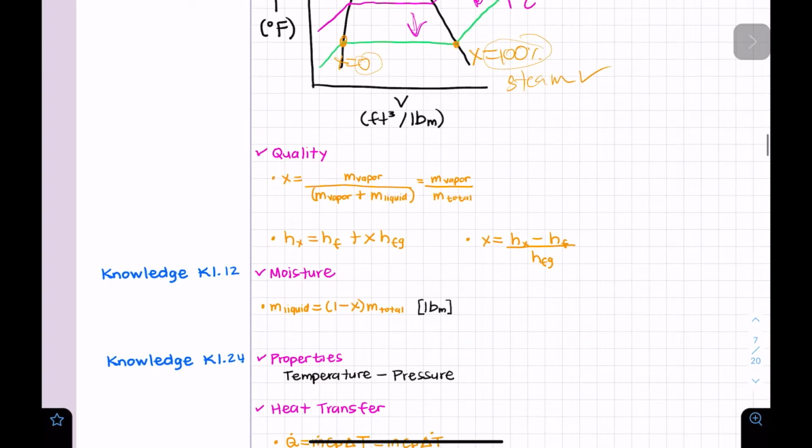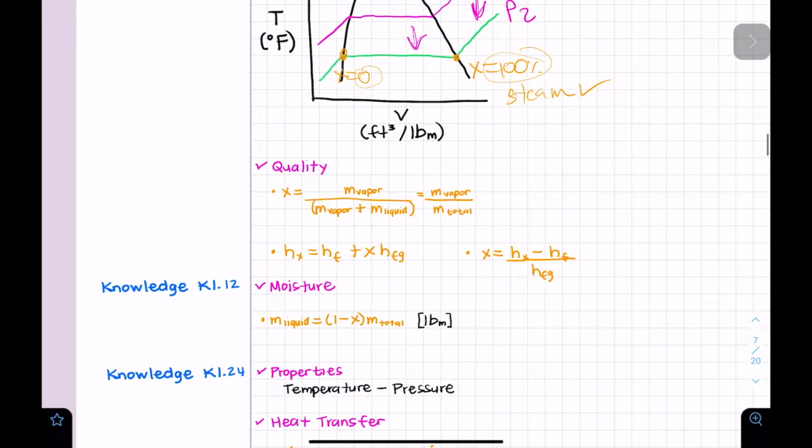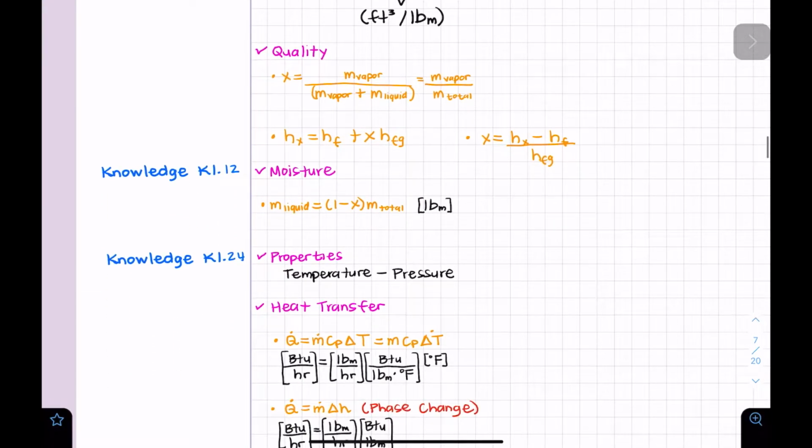We can also calculate the moisture. The moisture is the inverse of my quality, so it's going to be 1 minus x times the total, if I want to calculate, for instance, the mass of my liquid. So I can use my moisture, 1 minus x, and moisture is with a big M.